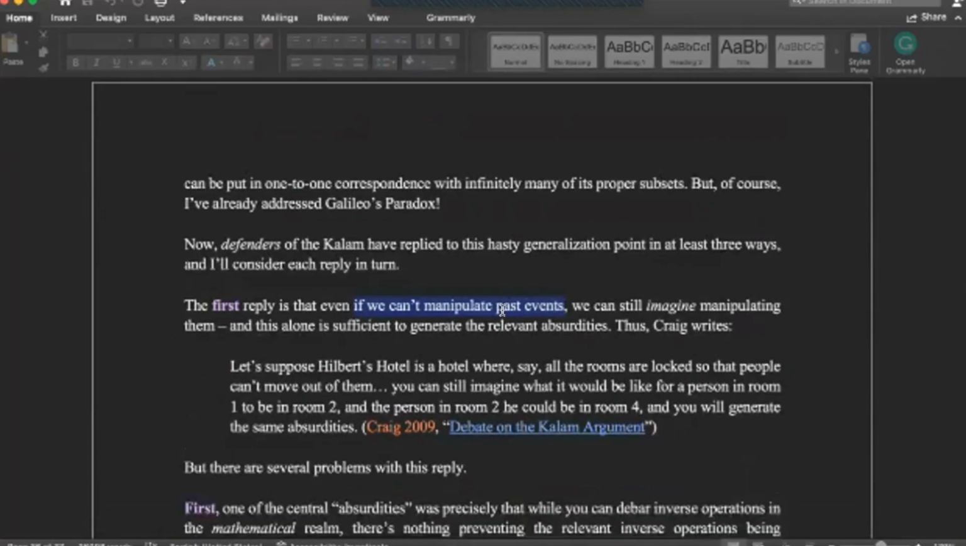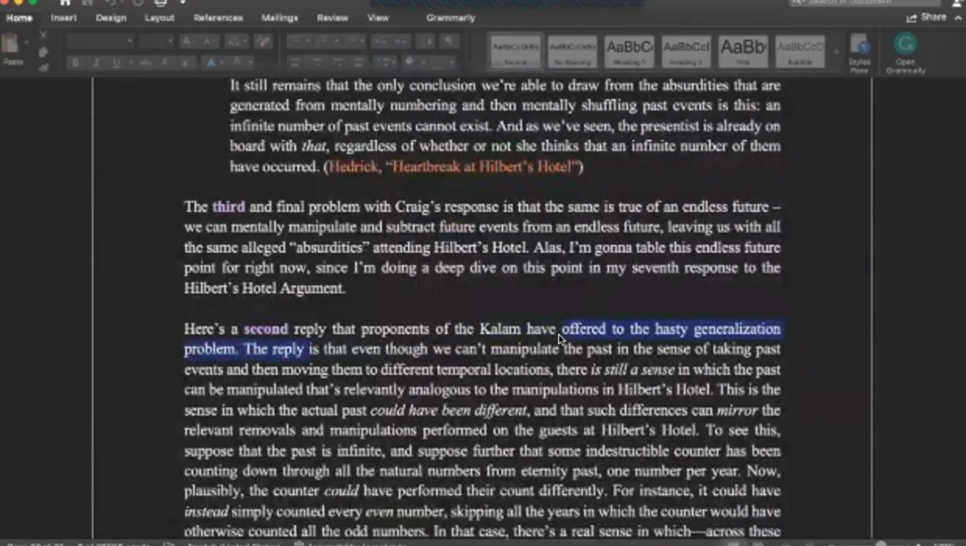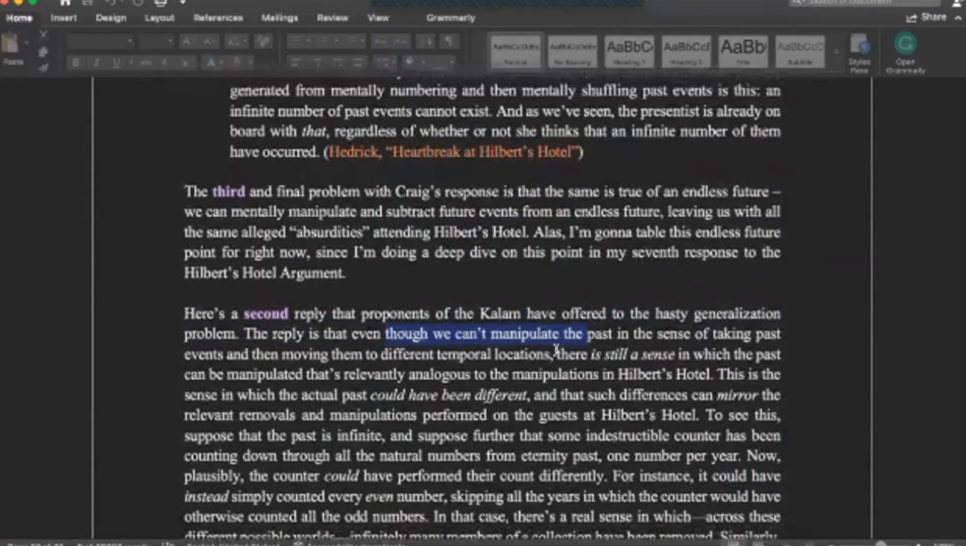Now let's move on to the second reply out of 3 to my hasty generalization point. So the second reply that proponents of the Kalam have offered to the hasty generalization problem is that even though we can't manipulate the past in the sense of taking past events and then moving them to different temporal locations, there is still a sense in which the past can be manipulated that's relevantly analogous to the manipulations in Hilbert's hotel. This is the sense in which the actual past could have been different, and that such differences can mirror the relevant removals and manipulations performed on the guests at Hilbert's hotel.